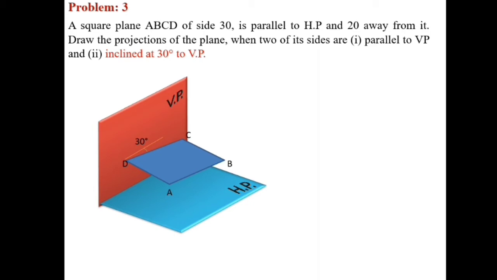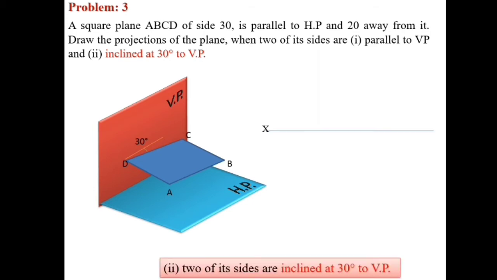When you are watching from the top view, you get the true shape of the square. It is inclined 30 degree, so the two sides are 30 degree inclined. First you draw a 30 degree inclination line to VP, and on that line you draw a square. So any two of its sides are inclined 30 degree to VP. That means AB or CD, these two sides, are inclined 30 degree to VP.